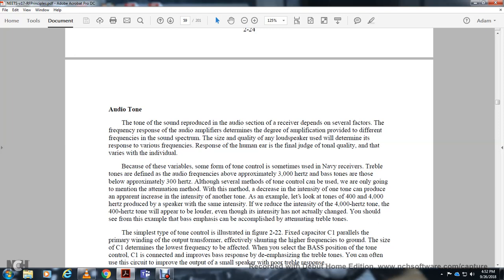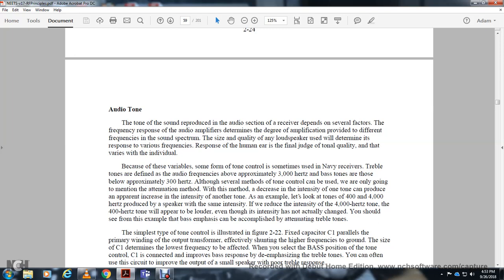Some receivers have one tone control, sometimes named for the treble or bass. The treble is defined as audio frequencies above approximately 3,000 Hz, and the bass as those below approximately 300 Hz. Several methods of tone control can be used. I am only going to mention the method of changing the degree of intensity of one tone, so that it appears to increase the intensity of another tone, for example by making one tone less.